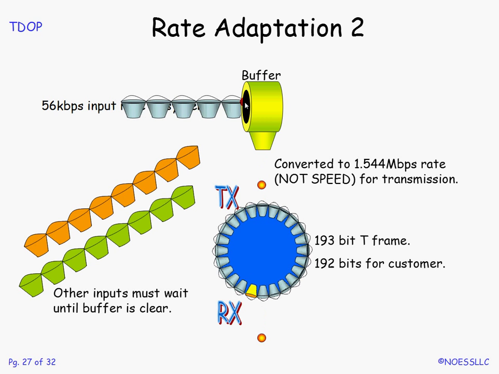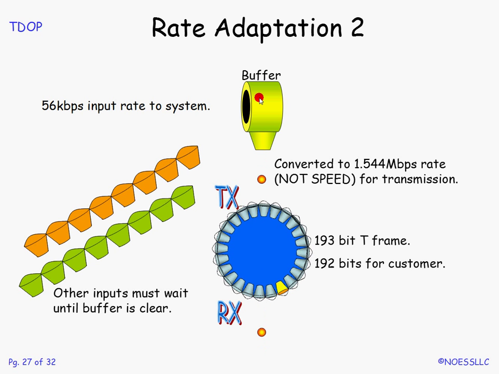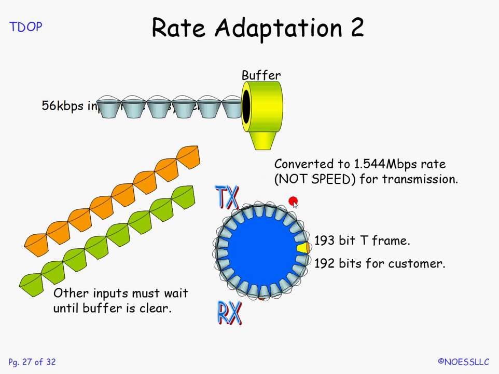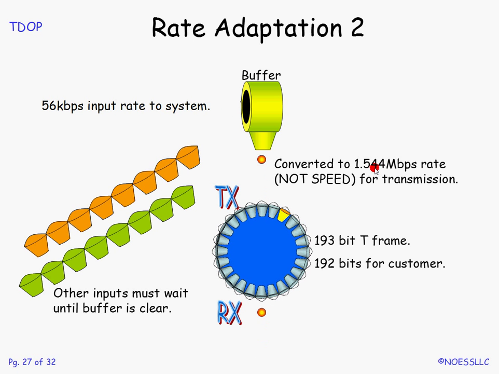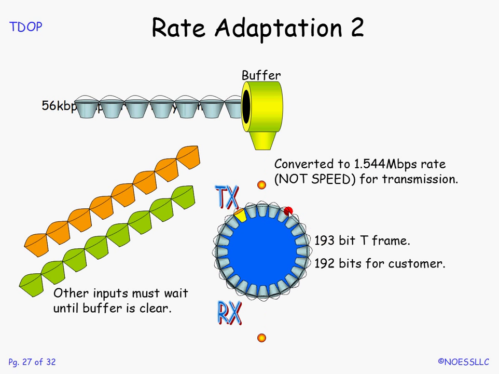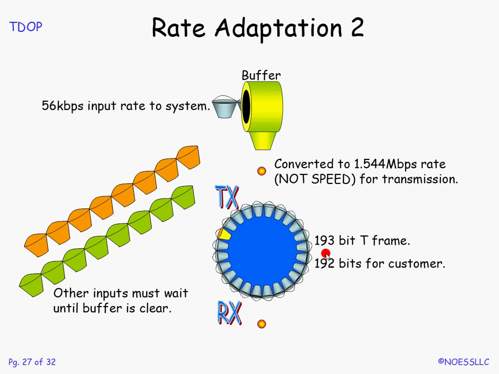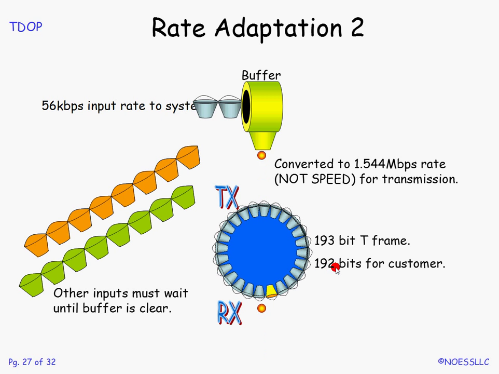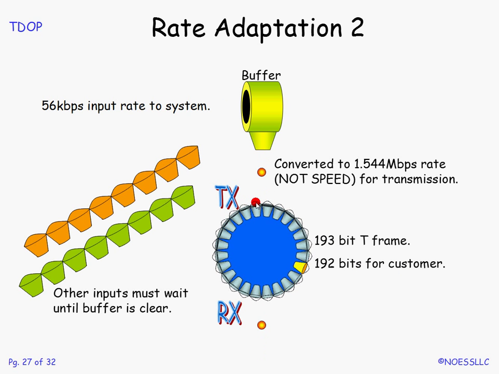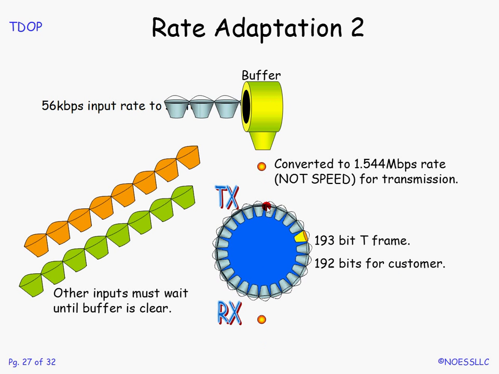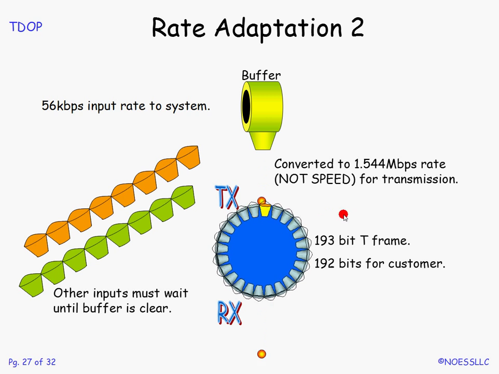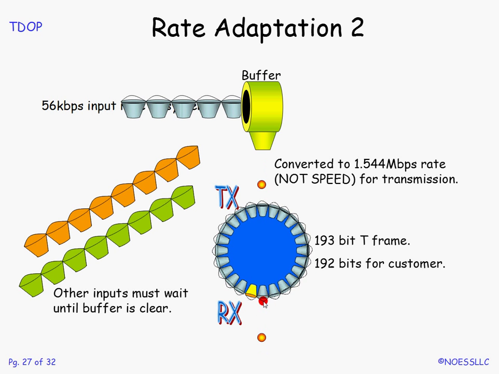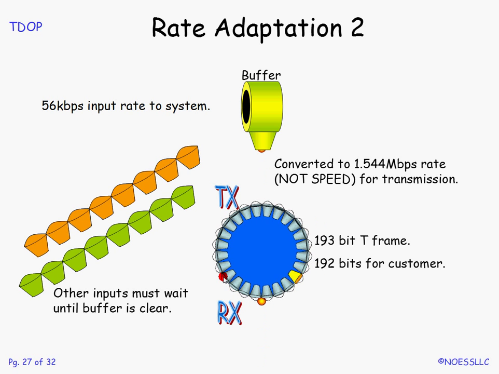So I'm going to come in here slow, save up enough so that I can dump them out at this higher rate, not speed. And I'm going to lay them into this frame, T-type carrier frame in this example. So I've got 192 bits within the frame that I can dump these bits into. I can dump them in there, but I have to dump them in at the right rate so that they'll fall in the buckets at the right time. They'll fall in every bucket, of course, except the yellow bucket. So this is a frame rotation, like that.